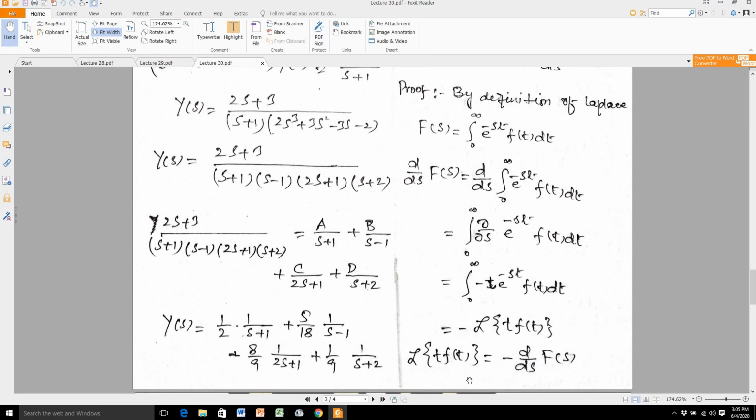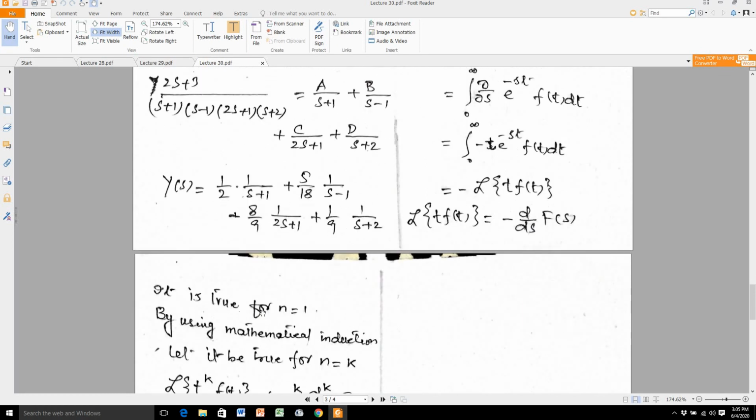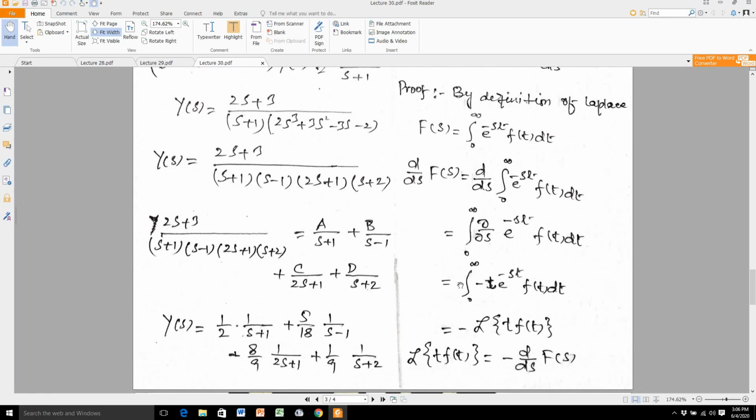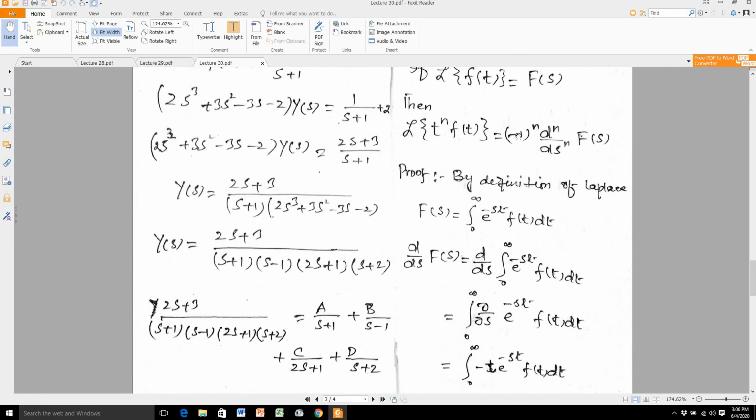So this is our method of mathematical induction. So we say that it is true for n is equal to 1 by using the mathematical induction method. Our second step is, assume it is true for n is equal to k. We substitute in this expression, in place of n we write k.